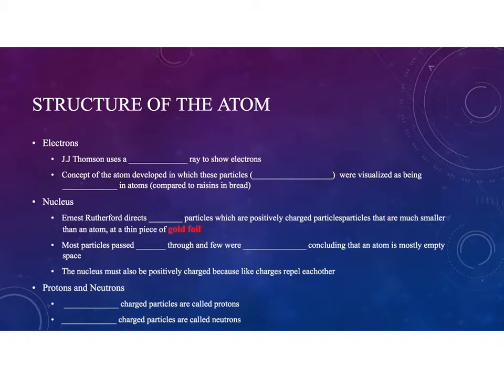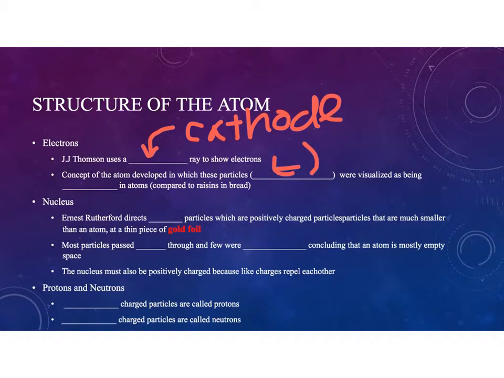The structure of the atom. Okay, so electrons. J.J. Thomson uses a crazy important experiment, a cathode ray, to show electrons. A concept of the atom was developed in which these particles, which were negatively charged, were visualized as being embedded in atoms, compared to raisins in bread. This is supposed to say embedded.